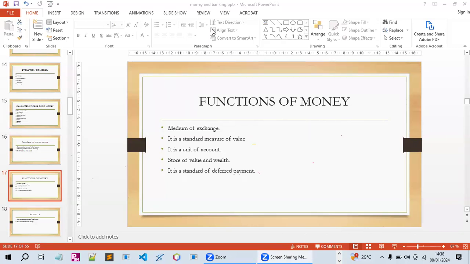And then for deferred payment, what I meant is that you can purchase a good without immediately paying for it, because of present-day money. You buy, and then you say you will send the payment later. For example, with mobile money you purchase, then you can pay later using mobile money or through the bank. It's for future transactions. I hope I have helped you on the standard of deferred payment.